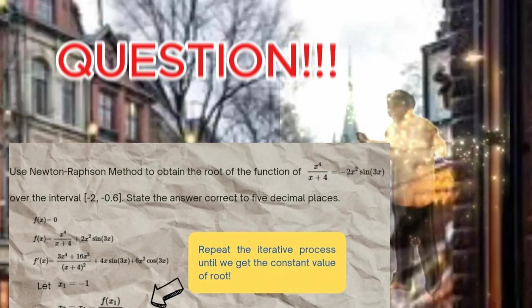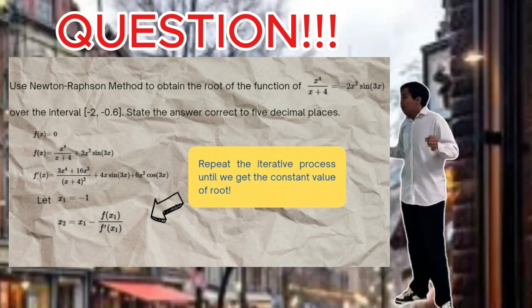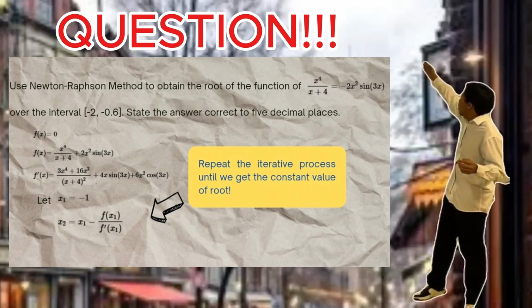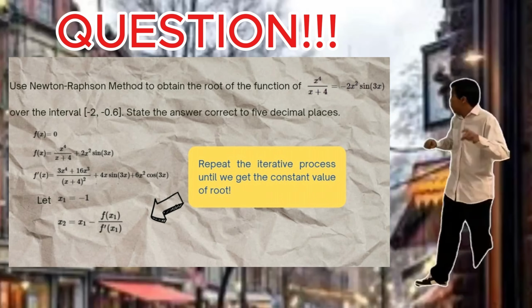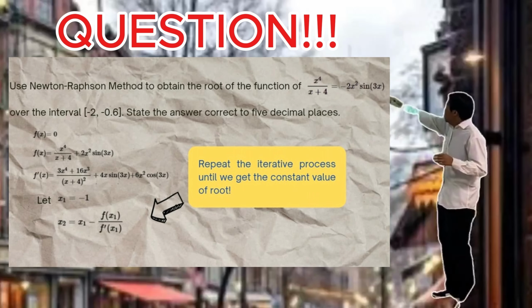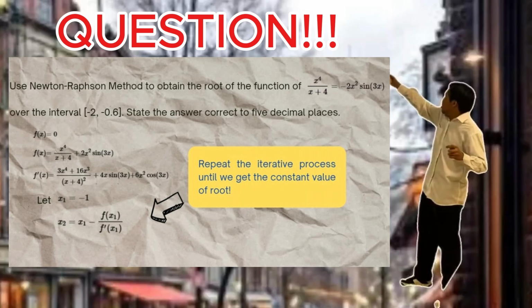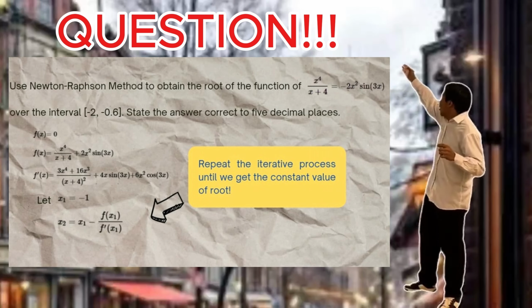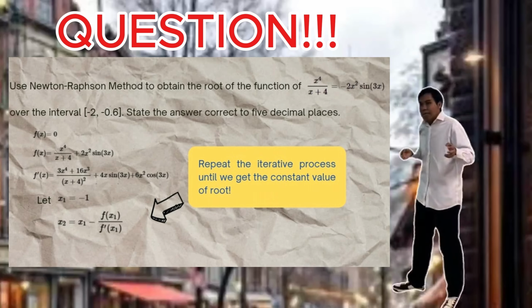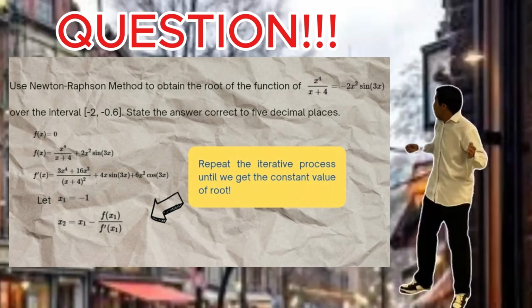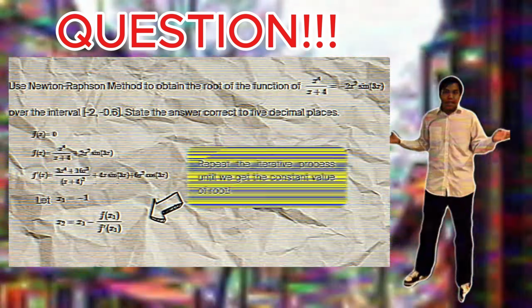Okay, we will use the Newton-Raphson method to obtain the root of the function that we already have, where the interval is between -2 and -0.6, and we will state the answer to 5 decimal places. So we will move the left hand side to the right hand side of the equation to make it equal to 0, and after that we will differentiate it again and again. We will do it repeatedly until we get the constant value of the root.